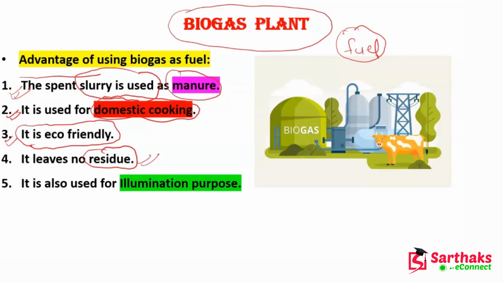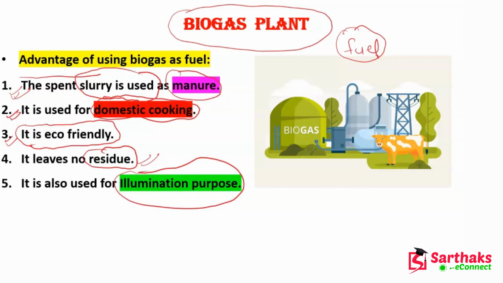Now it is also used for illumination purposes. When the fuel is produced, it may be used as any type of fuel. So that's why it can be used for illumination purposes. So these are the advantages of this biogas plant. I hope guys this point is clear to you.